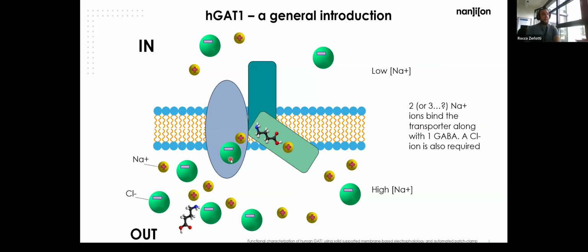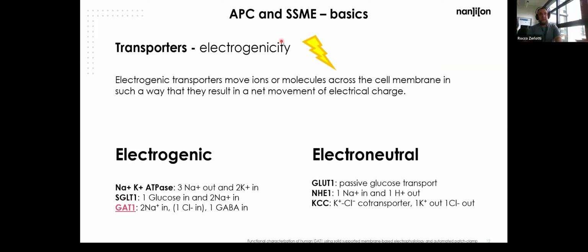So now let's talk a little bit about the techniques that we used. There are plenty of techniques to study transporters. We focused on electrophysiology. So basically what we need is, of course, a current to be generated by those proteins. In particular, we need an electrogenic transporter, which is a protein that moves molecules in a way that there is a net charge that crosses the membrane, so we can read the current. Luckily, GAT1 is an electrogenic transporter, so we can study it with electrophysiology.